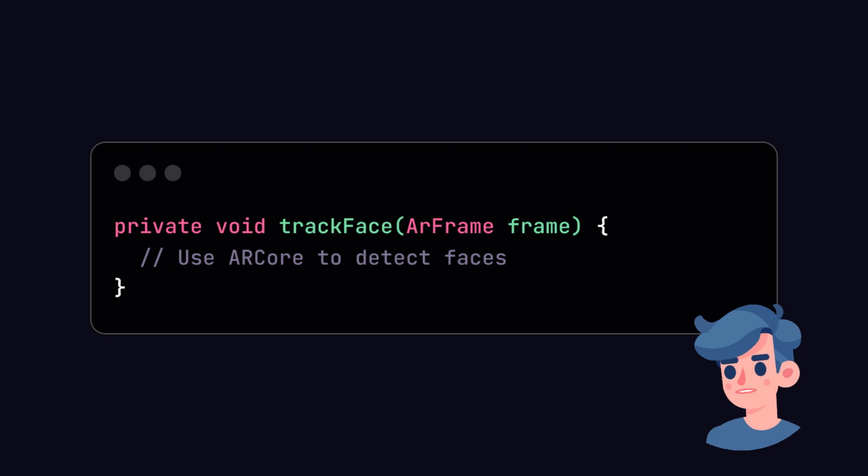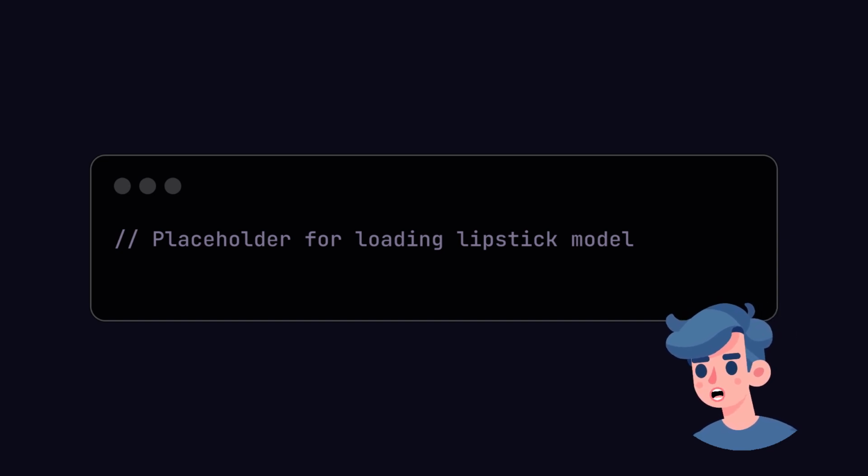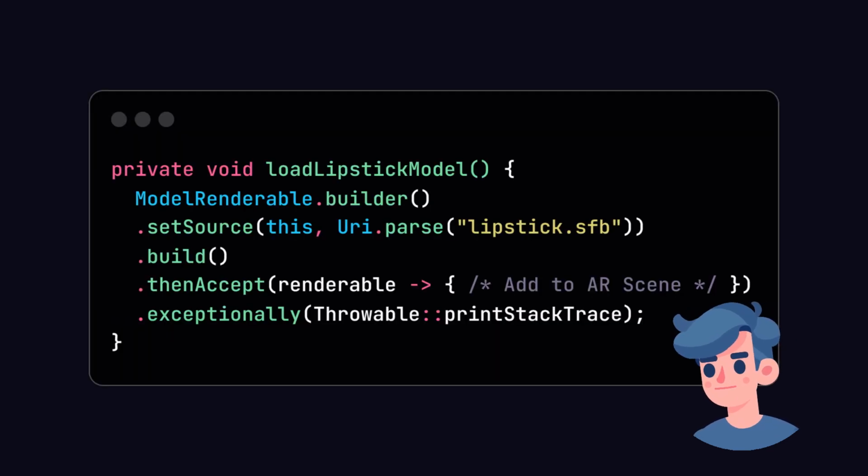Let's set up a method to detect the user's face and track facial movements. Now, let's incorporate an object representing makeup. You can use 3D models from online resources or create your own. For this tutorial, we'll use a lipstick model. We'll need to load our 3D model. Add this method to load the lipstick model into the scene.